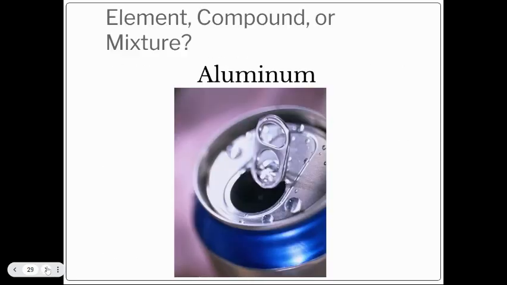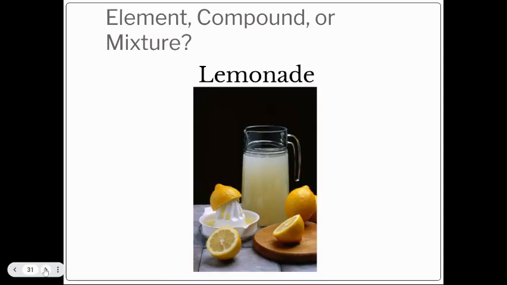Aluminum, element, compound, or mixture. You will find aluminum on the periodic table of elements, therefore aluminum is an element. Lemonade, element, compound, or mixture. Lemonade is a mixture. There is sugar in there. We could always filter out parts of the lemonade and we still have lemonade. It's just we might not have it as sugary. You could add even more sugar and make it really super sweet. You still have lemonade.